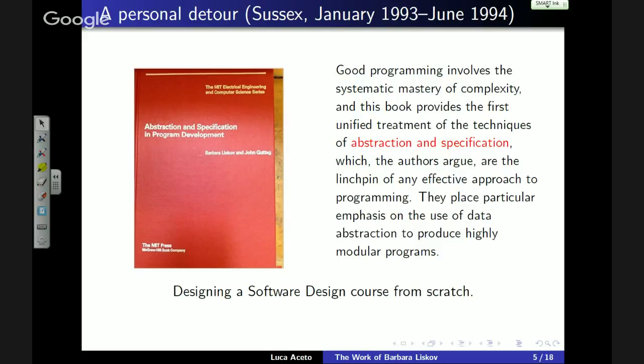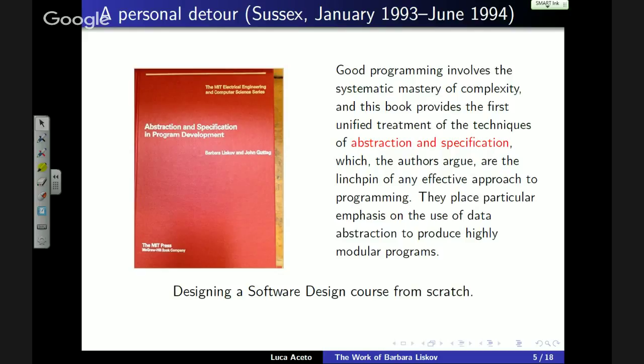And there you can read part of the blurb from the book, which is now unfortunately out of print. I copied this from the Amazon page for the book. And as soon as I read that, I thought, well, perhaps this is something I can use. And in fact, I sort of designed the course.